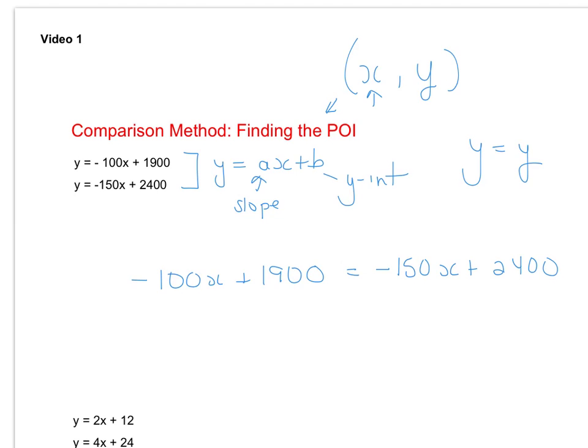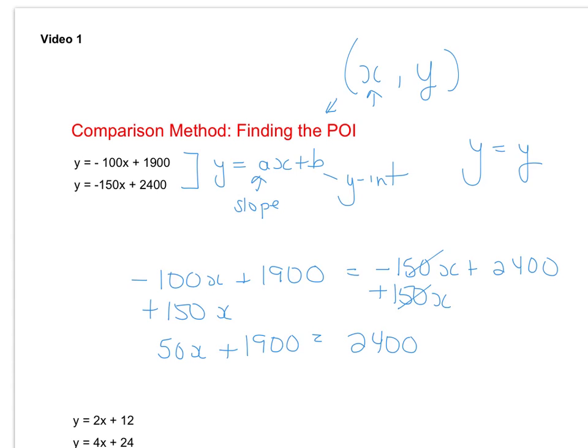So now we're using our algebra. We need to combine like terms. We want all of the x's on one side, so we're going to move that over. So negative 100x plus 50x gives me negative 50x plus 1900 is equal to 2400.